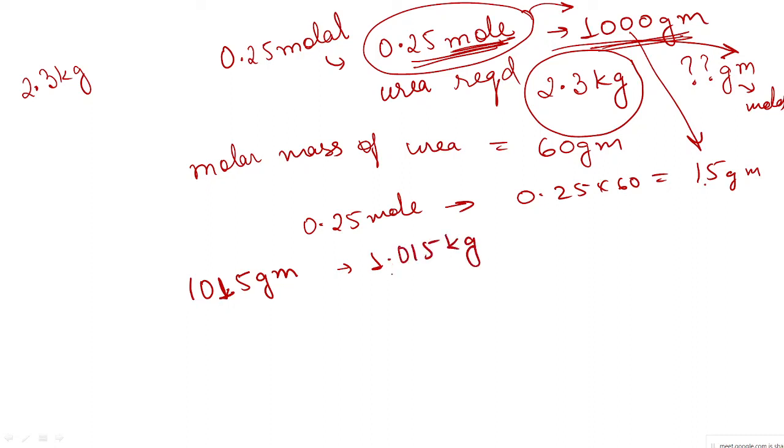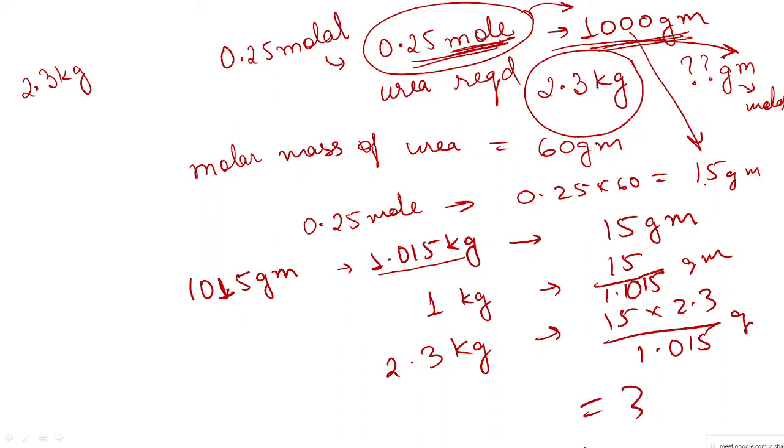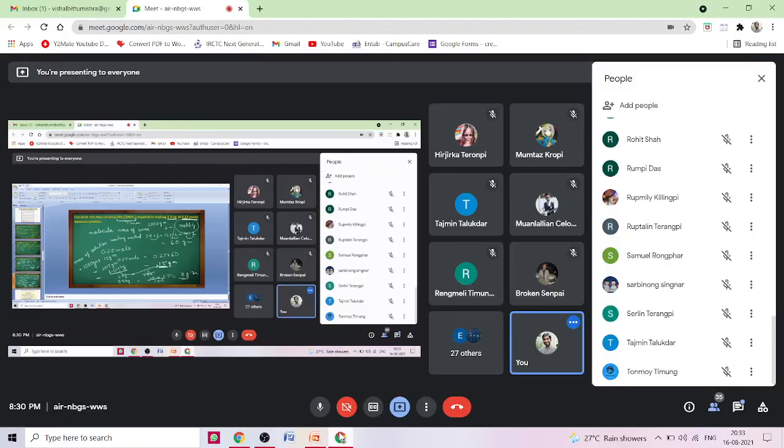Now it became simple. When the weight is 1.015 kg, we require 15 gram. When it will be 1 kg, we will require 15 by 1.015 gram. And when the weight will be 2.3 kg, then we will require 15 into 2.3 by 1.015 gram, and then you can calculate it. So this is how I have done that one. Did you get this answer?